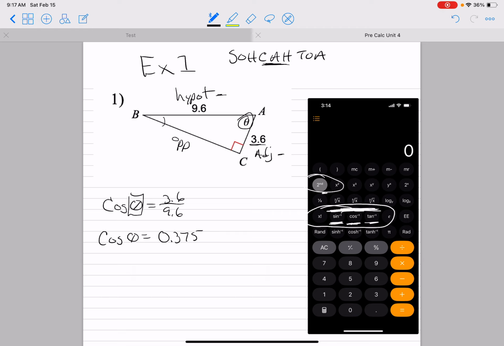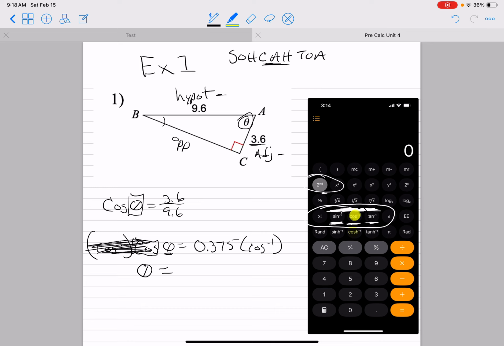You should have got 0.375. Now I need to get theta by itself. How do I get rid of cosine? I'm going to do the inverse of cosine. So I'm going to do cosine to the -1 here, and cosine to the -1 here. That's the arc cosine. These cancel out. I'm left with theta equals, and then you hit this arc cosine button on your calculator and then hit 0.375.